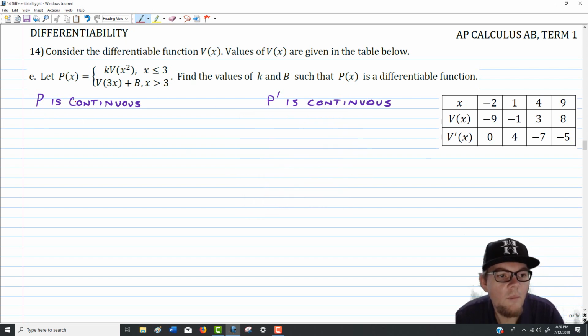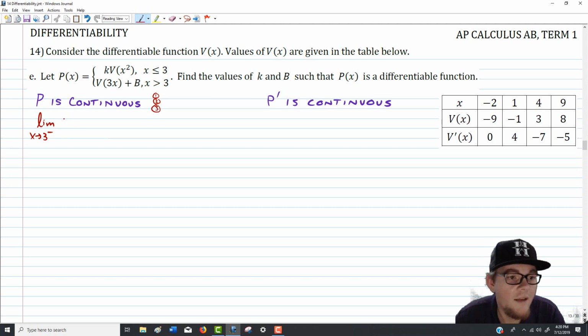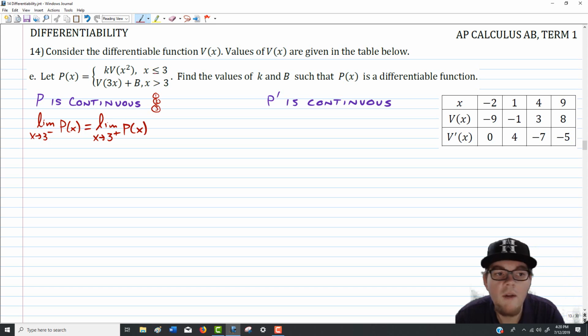So let's start on the left side. We want p to be continuous. So that's the easiest. Remember, we did say that there were those 3 steps, but we can focus on the one most relevant and most restrictive, let's say it that way. We want to make sure that the limit as x approaches 3 from the left side of p of x is equal to the limit as x approaches 3 from the right side of p of x. So we're pulling right out of the piecewise.